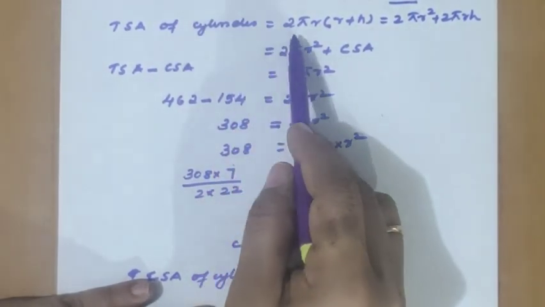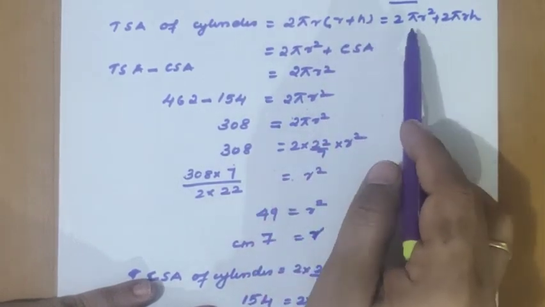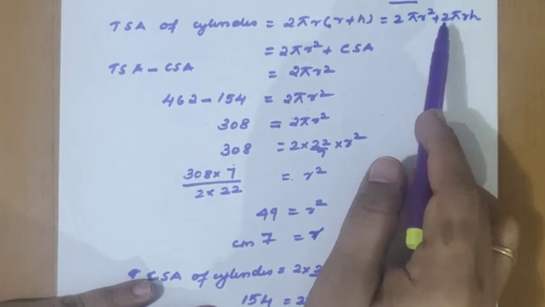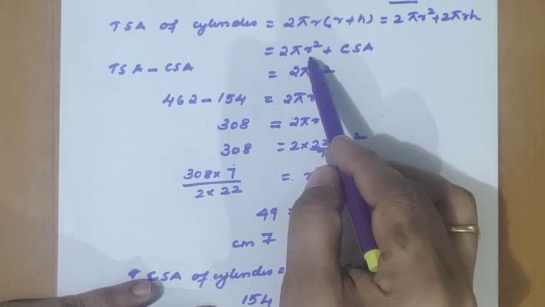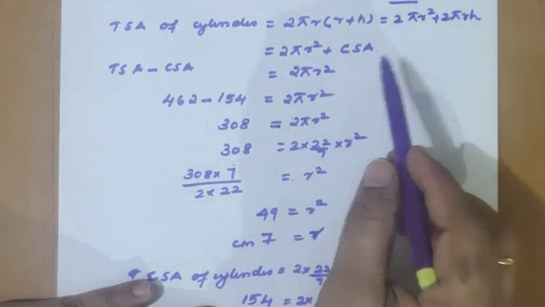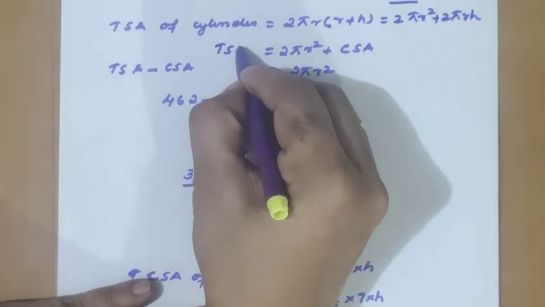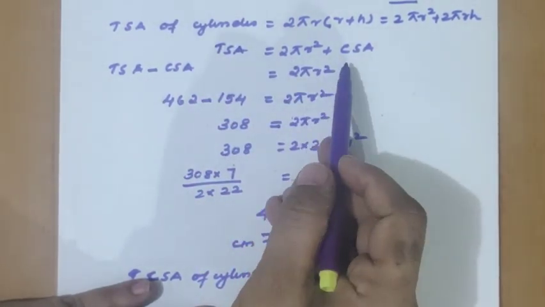So TSA of the cylinder, we must know the formula 2 pi r into r plus h. If we expand, the formula is 2 pi r square plus 2 pi r h only. So 2 pi r square means base area, two bases are there, so that's area 2 pi r square. 2 pi r h means curved surface area. So TSA equal to 2 pi r square plus CSA. So this CSA I am bringing to this side.